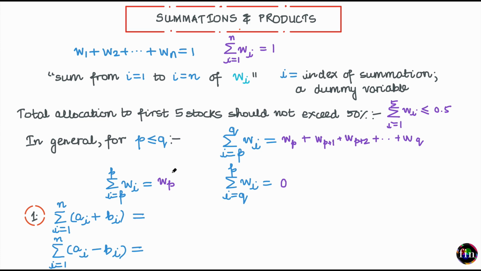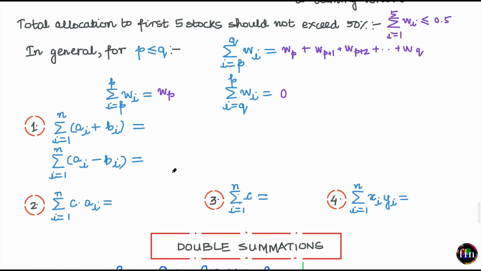Next, let's take a look at a few rules of summations. If I were to sum Ai plus Bi, where i goes from 1 to N, I can expand it out very quickly as A1 plus B1.